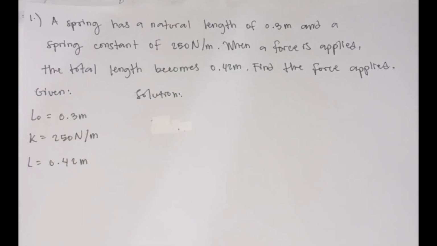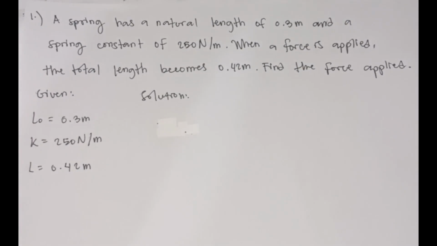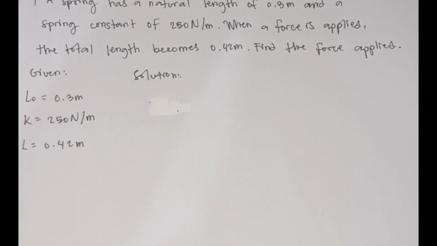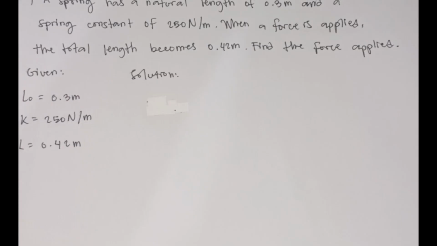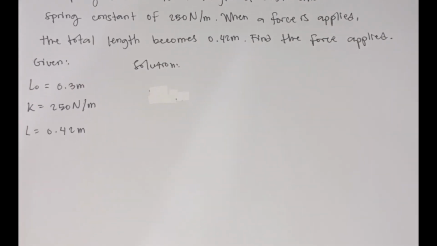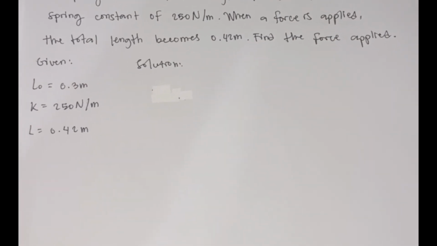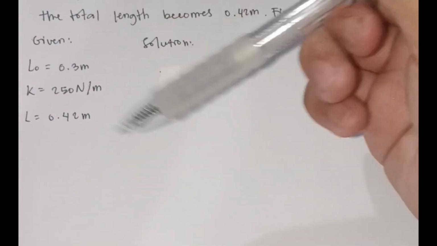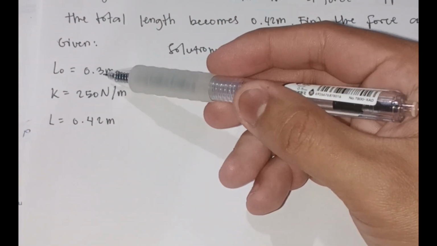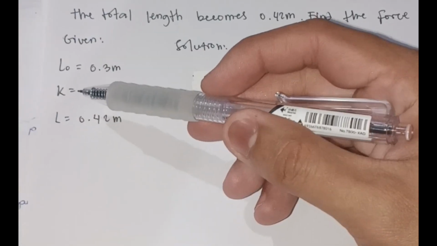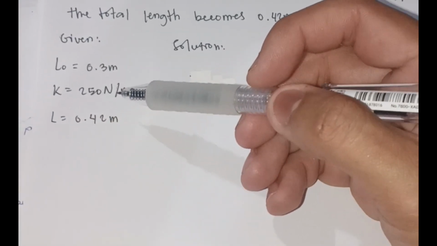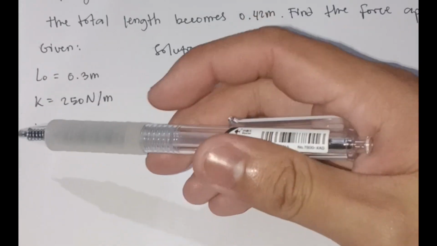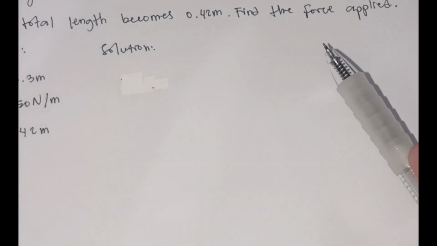So we have a sample problem. A spring has a natural length of 0.3 meter and a spring constant of 250 Newton per meter. When a force is applied, the total length becomes 0.42 meter. Find the force applied. So we have the given natural length of 0.3 meter, and we have a spring constant of 250 Newton per meter and a total length of 0.42 meter. So we need to determine the force applied.